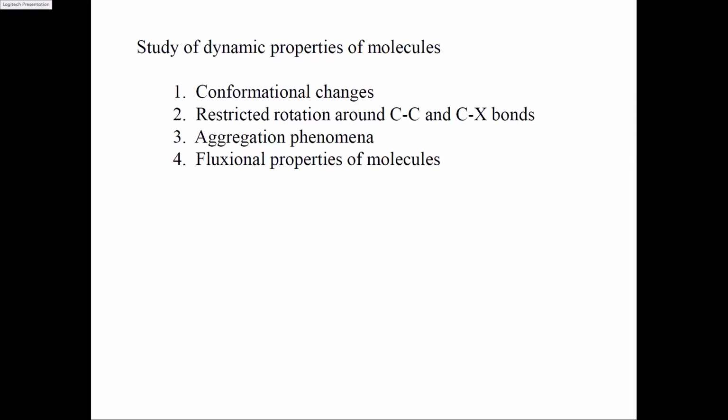If you take something like N,N-dimethyl formamide, the nitrogen lone pair is delocalized onto the carbonyl oxygen. That gives the carbon-nitrogen bond a double bond character. As a consequence of the double bond character, the bond doesn't rotate freely, it has a restricted rotation. Such a restricted rotation can be easily studied by NMR spectroscopy.